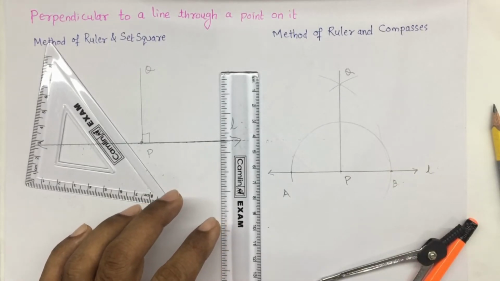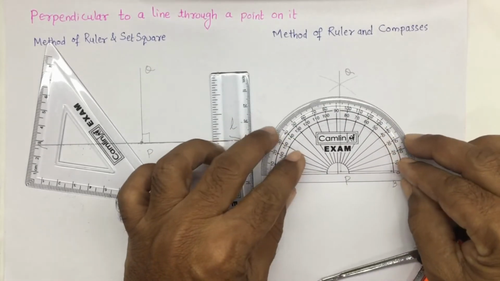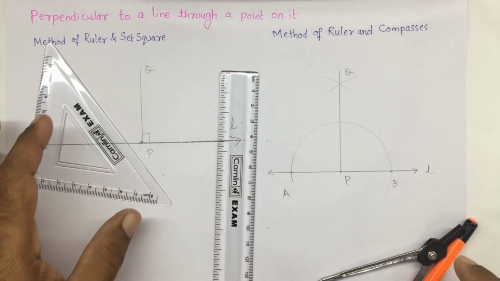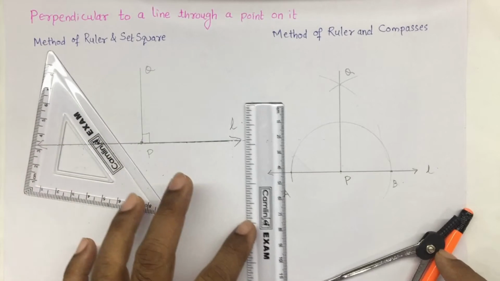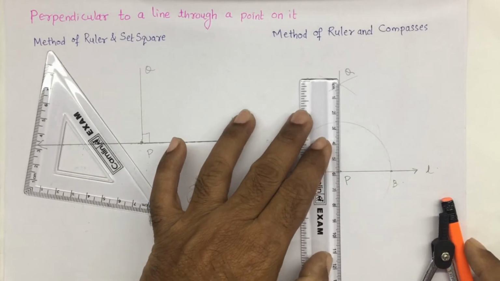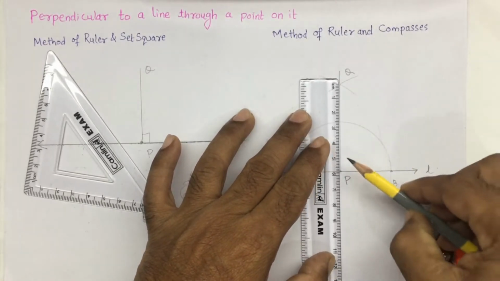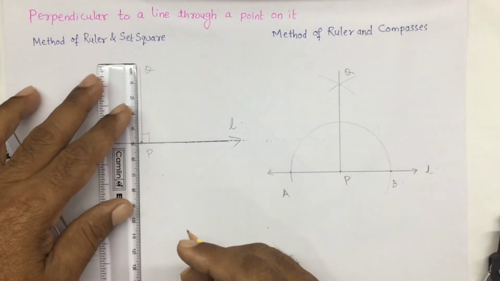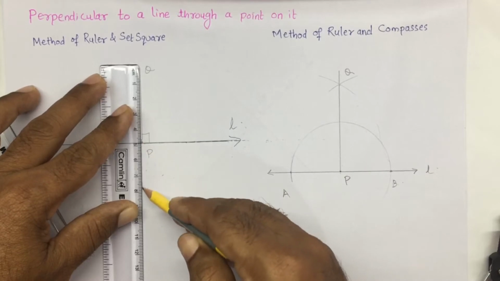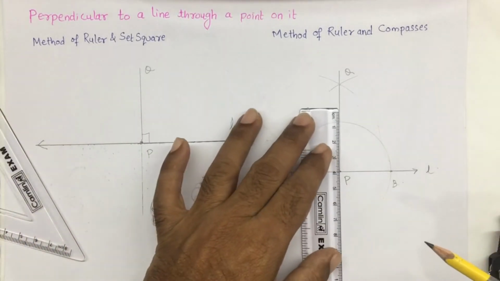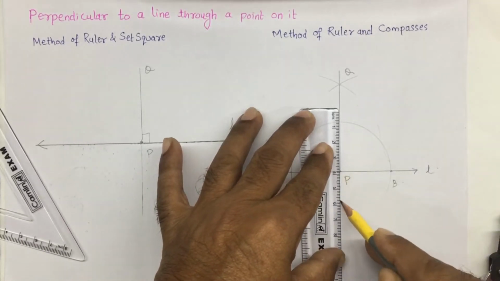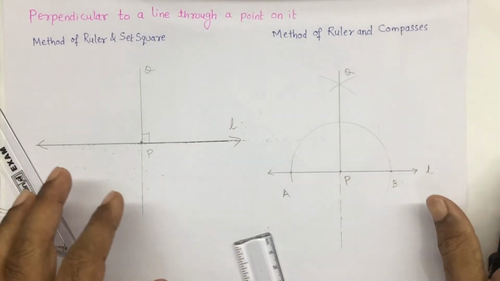If you see the measure, this one will be exactly 90 degrees. So, can you think of extending this? You can extend this straight line, you can continue the same line through that same point on the other side also. So, this one is a perpendicular line to the given point.